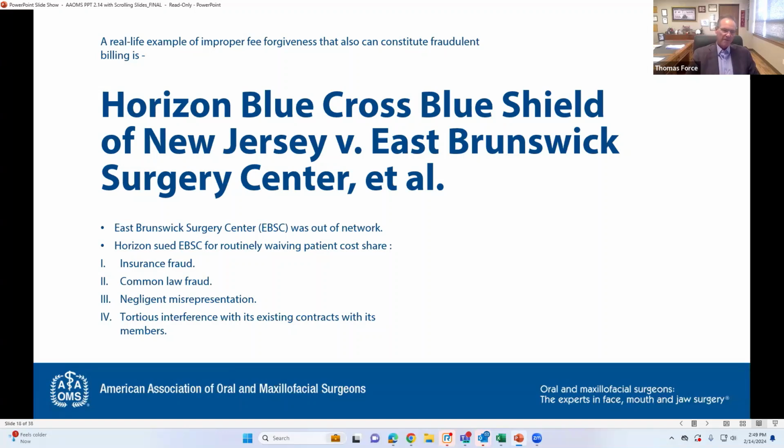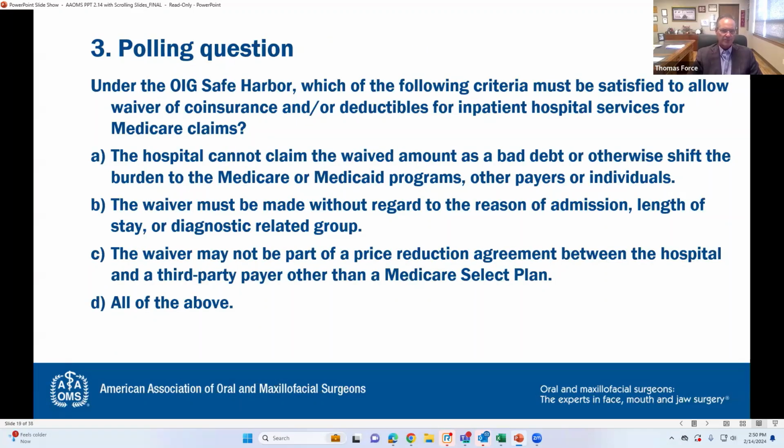That's a tip-off. So the lawsuit that Horizon files against the out-of-network ambulatory surgery center is insurance fraud, count number 1, common law fraud, count number 2, negligent misrepresentation, count number 3, and tortious interference with Horizon's contract with its members, which require its members to pay their deductible, coinsurance, and copay. And the ambulatory surgery out-of-network center was waiving those balances. So this is a direct lawsuit filed by Horizon.